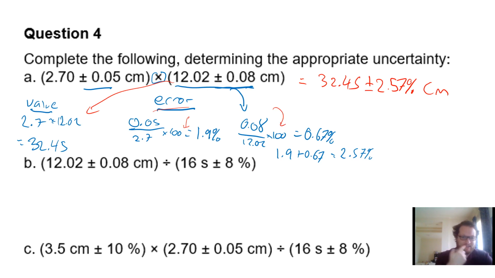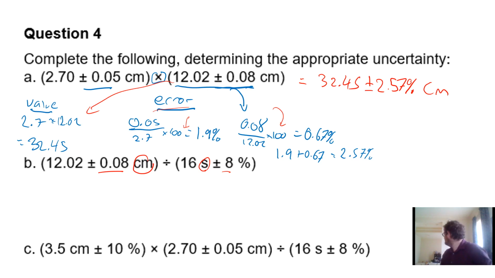The second one's actually even easier because it's giving you the difference between... You've just got to convert one of these into a relative error, because this one's already in relative error. But you can also see this is in seconds and this is in centimeters. So you can tell that's why we need to use relative errors, because we've got different units. The actual end of this is going to be centimeters per second.